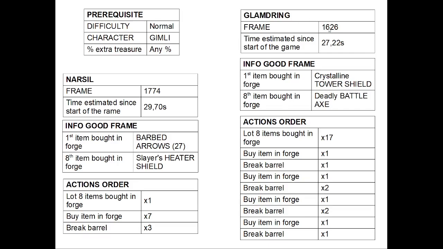For Glamdring, the frame is 16:26. It's around 27.2 seconds. You are in good frame when you have in first item Crystalline Tower Shield and 8th item Deadly Battle Axe. Action order here, you have to buy 8 items pack 17 times, and then buy an item in forge, break a barrel, buy an item in forge, break 2 barrels, buy an item in forge, break 2 barrels, buy an item in forge, break 1 barrel, and you have Glamdring.